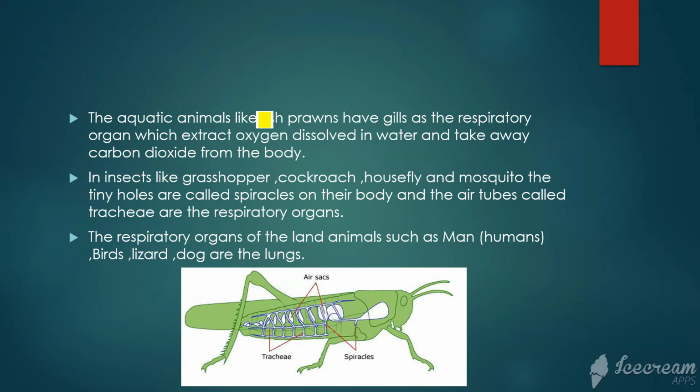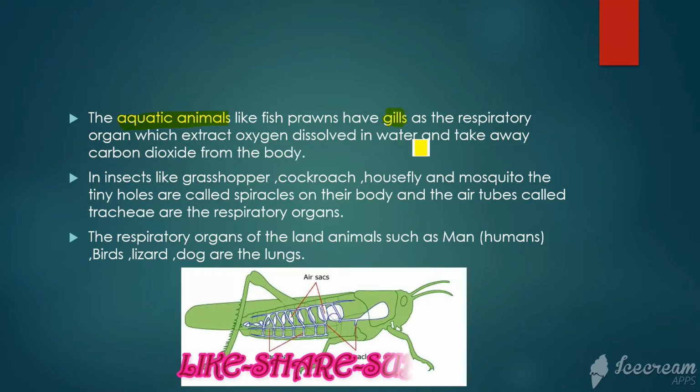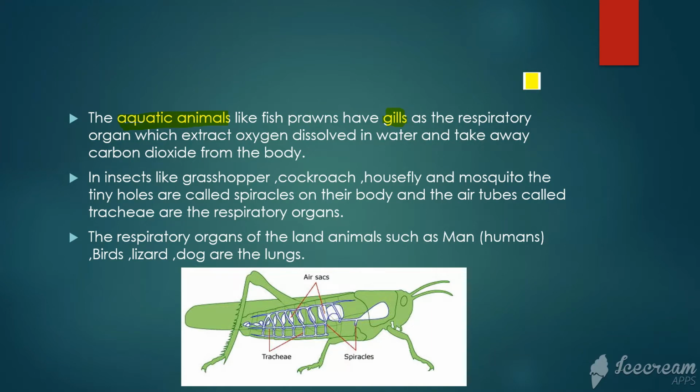In aquatic animals like fishes and prawns, those animals which live in water, they have gills as respiratory organs which extract oxygen dissolved in water and take away carbon dioxide from the body. So aquatic animals like fishes and prawns live inside the water and we know that water has dissolved oxygen in it. So gills का काम क्या है? To absorb the oxygen that is dissolved in the water and remove carbon dioxide from the body of these aquatic animals into the water. So the respiratory organ for aquatic animals becomes the gills.